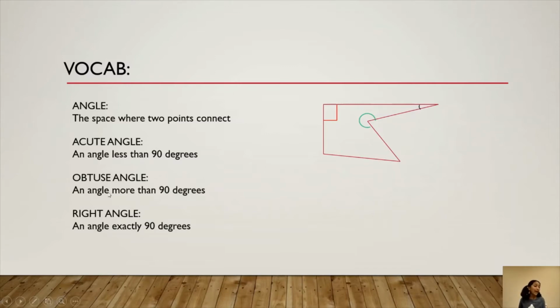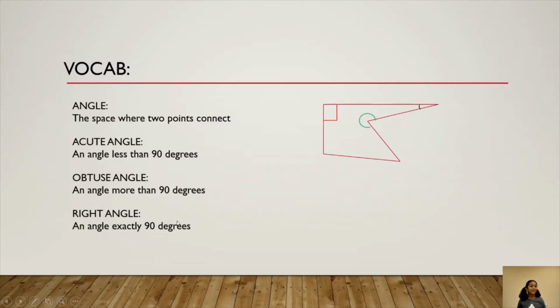And now we have an obtuse angle, which is literally the exact opposite of an acute angle. An angle that is more than 90 degrees. Like say for example this one. This one is definitely more than 90 degrees, the green circle right here. And it is also marked with an arc.